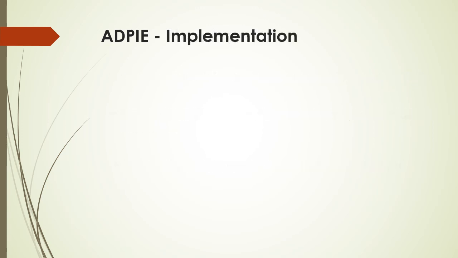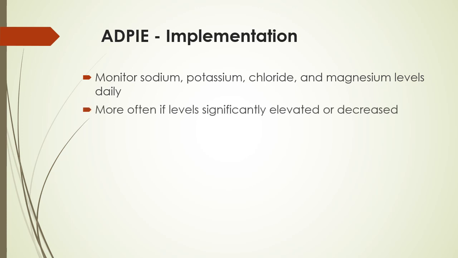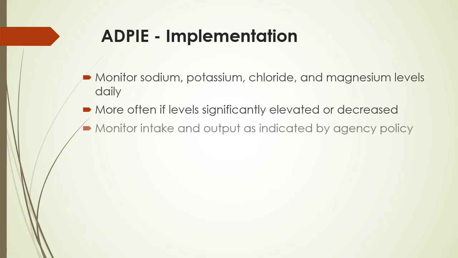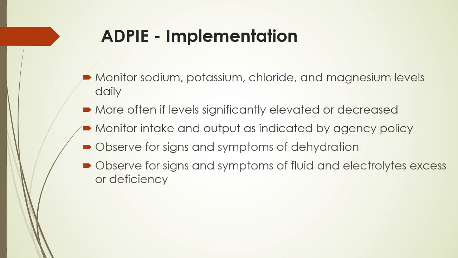Implementation. How are we going to get there? Monitor sodium, potassium, chloride, and magnesium levels daily. That's a Chem 7 plus magnesium. More often if levels are significantly elevated or decreased. Monitor intake and output as indicated by your policy where you work. Observe for signs and symptoms of dehydration. Observe for signs and symptoms of fluid and electrolyte excess or deficiency.